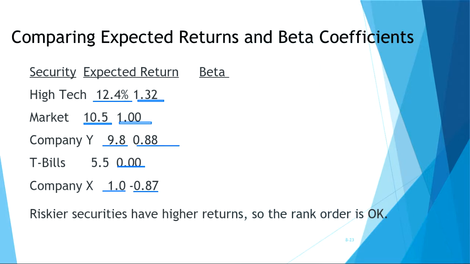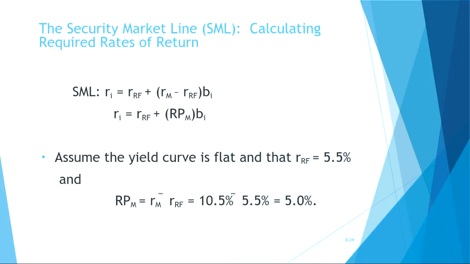Okay, good. So based on this CAPM formula, we can calculate the required returns. This is different than expected returns, required returns. What do we need? This is a calculation, it's not an expectation. So we need risk-free rate, plus market risk premium, times beta.